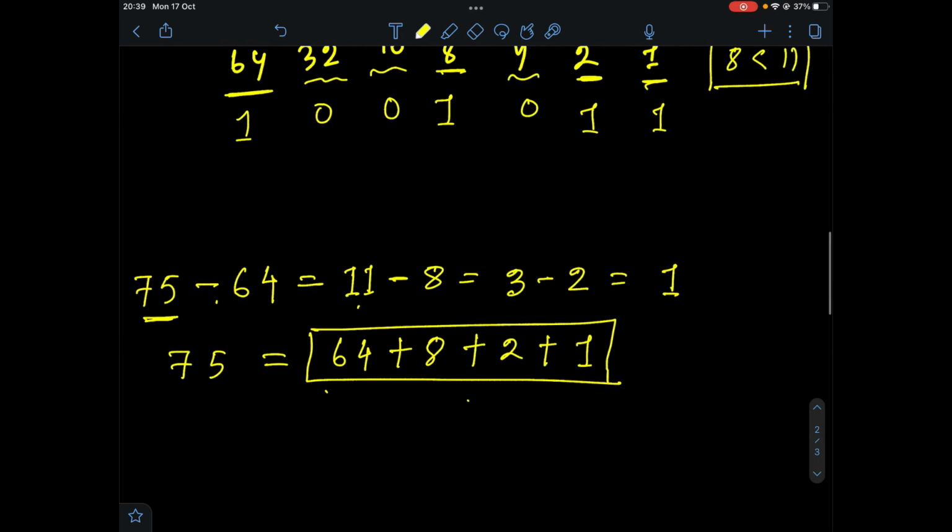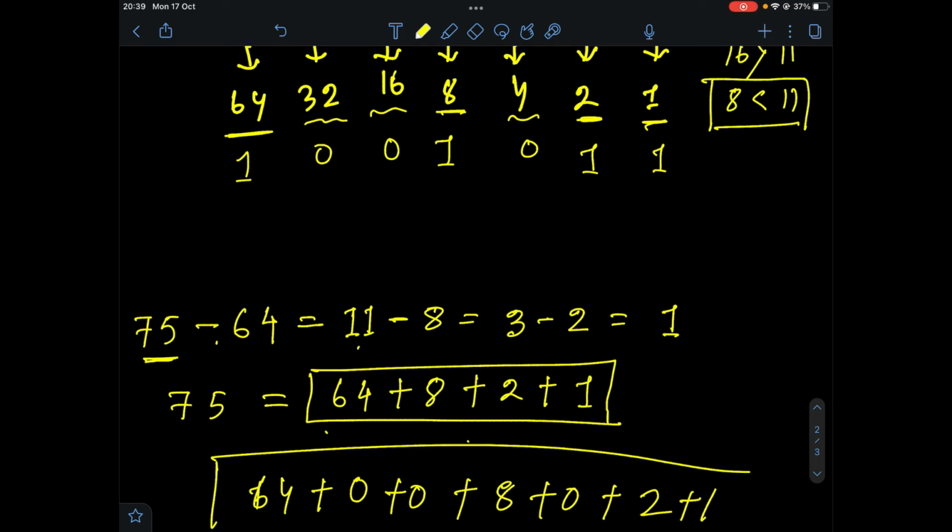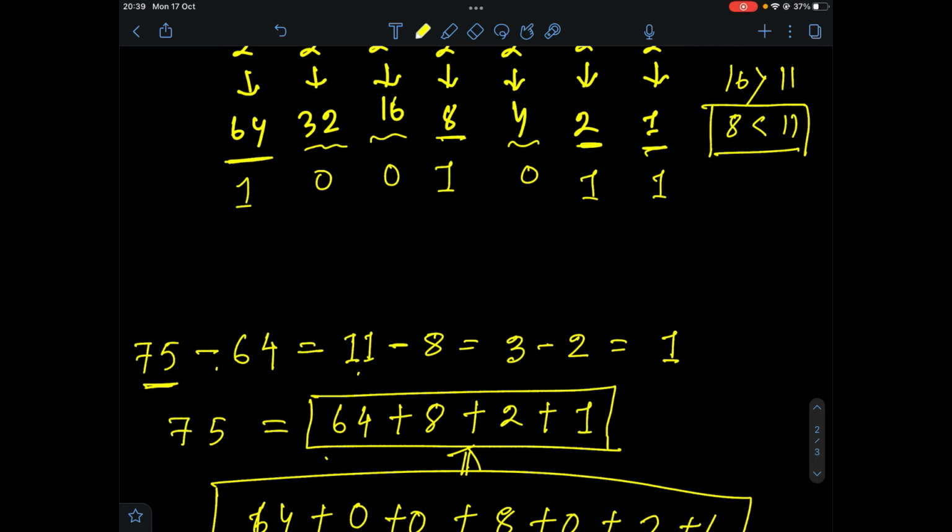So if we are writing 0 over there, then you can say that if 64 plus 32 you have taken 0, so you can write 0. So again 0 plus 8 plus 0 plus 2 plus 1, which is similar to this only. So you have to write 0 over there and you have to write the number you are taking or the number you are getting after subtracting.